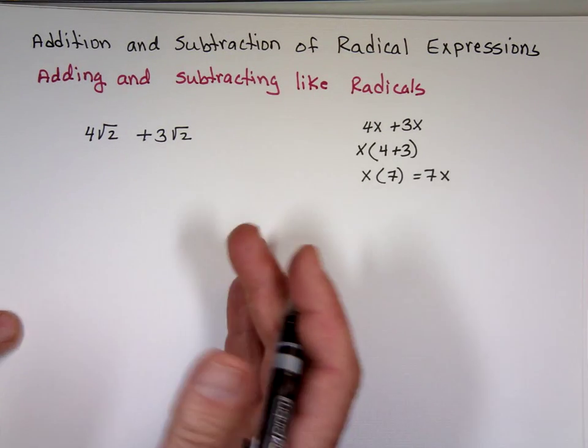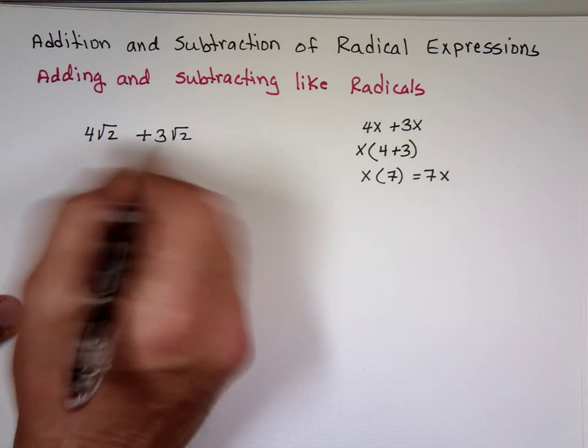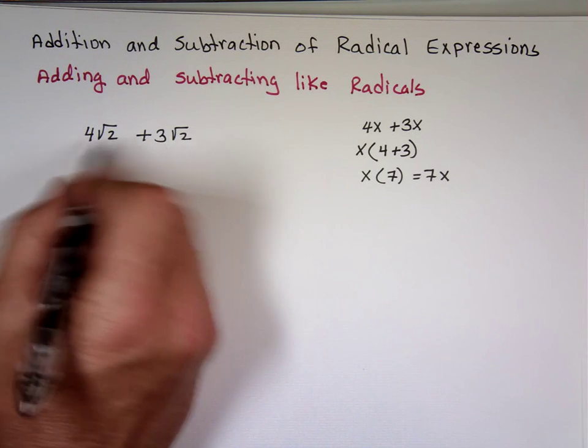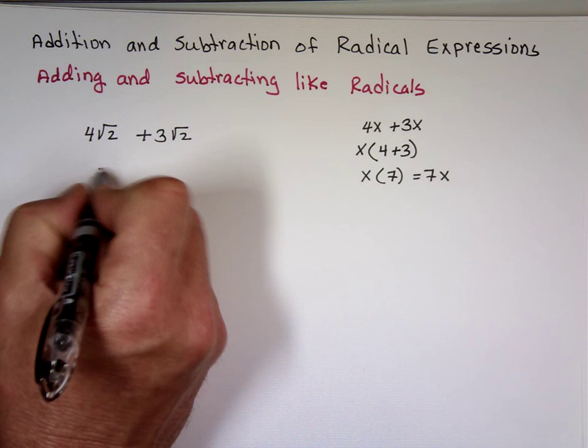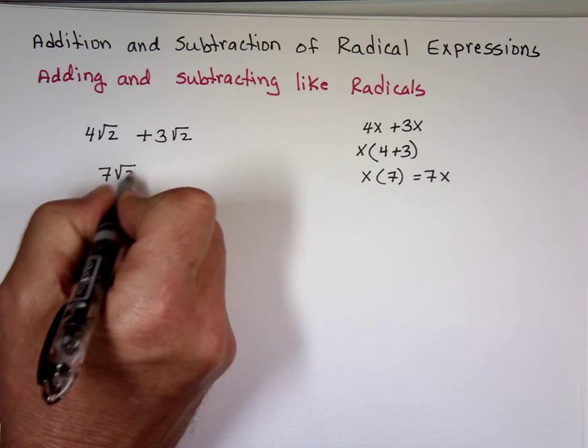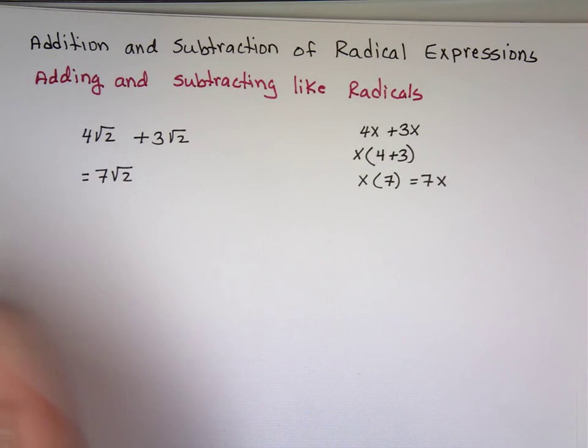Well, we're going to apply the same logic. The fact that these two are the same here, we're going to add the numbers. What's 4 plus 3? That's 7. And we keep the square root of 2. That doesn't become the square root of 4.